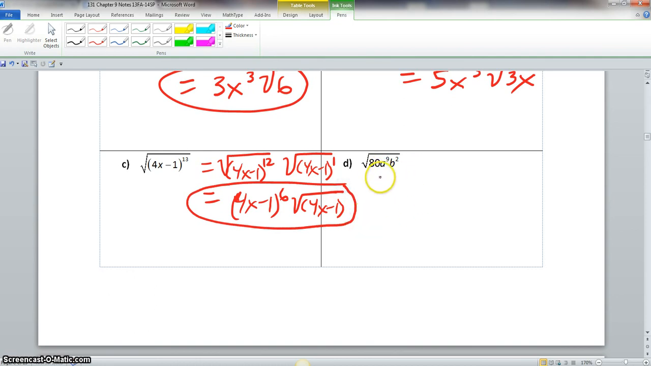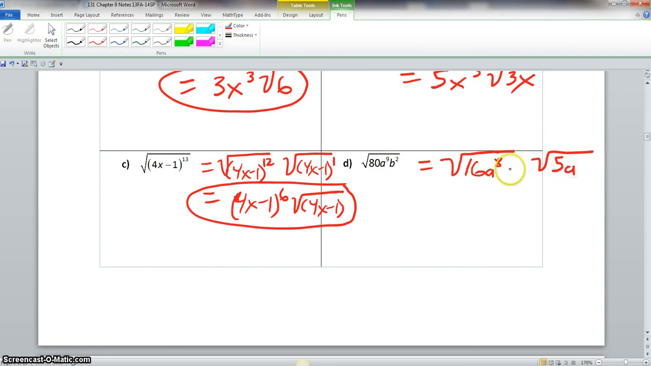Now we come here, the square root of 80a to the 9th b to the 2nd. The highest perfect square in 80 is 16. And we know we'll have 5 left over. A to the 9th, the highest perfect square is a to the 8th. And we'll have an a left over.